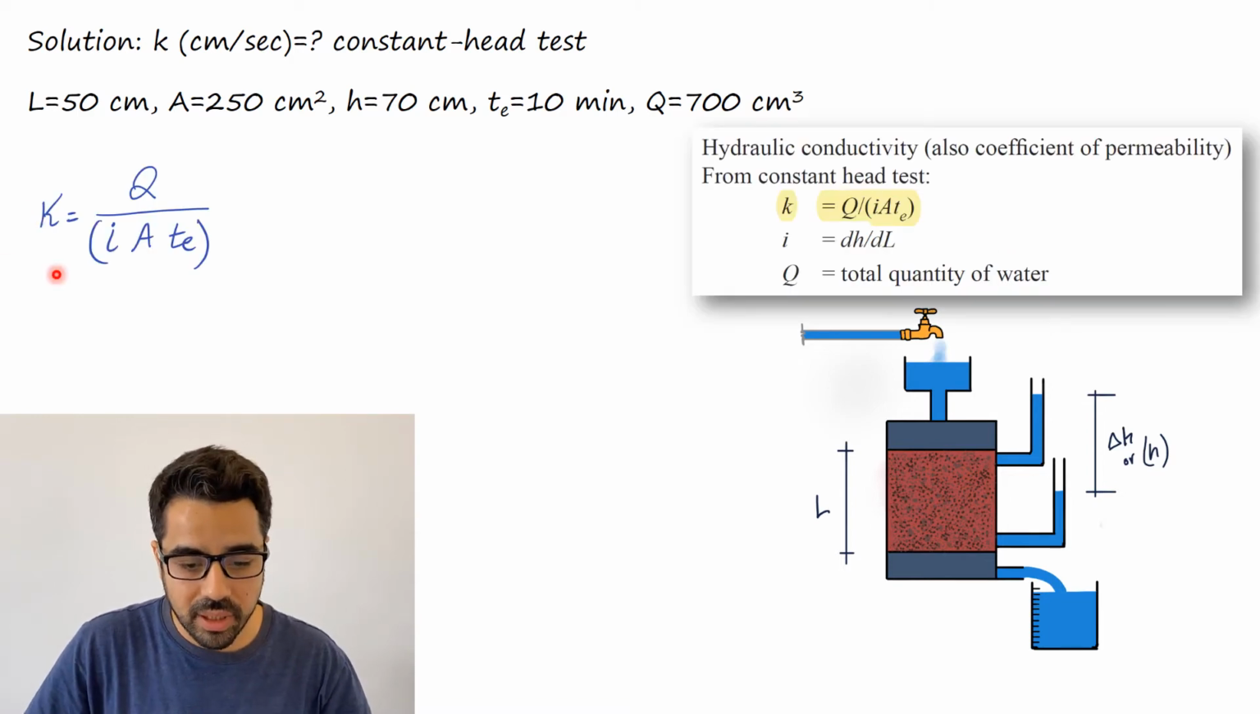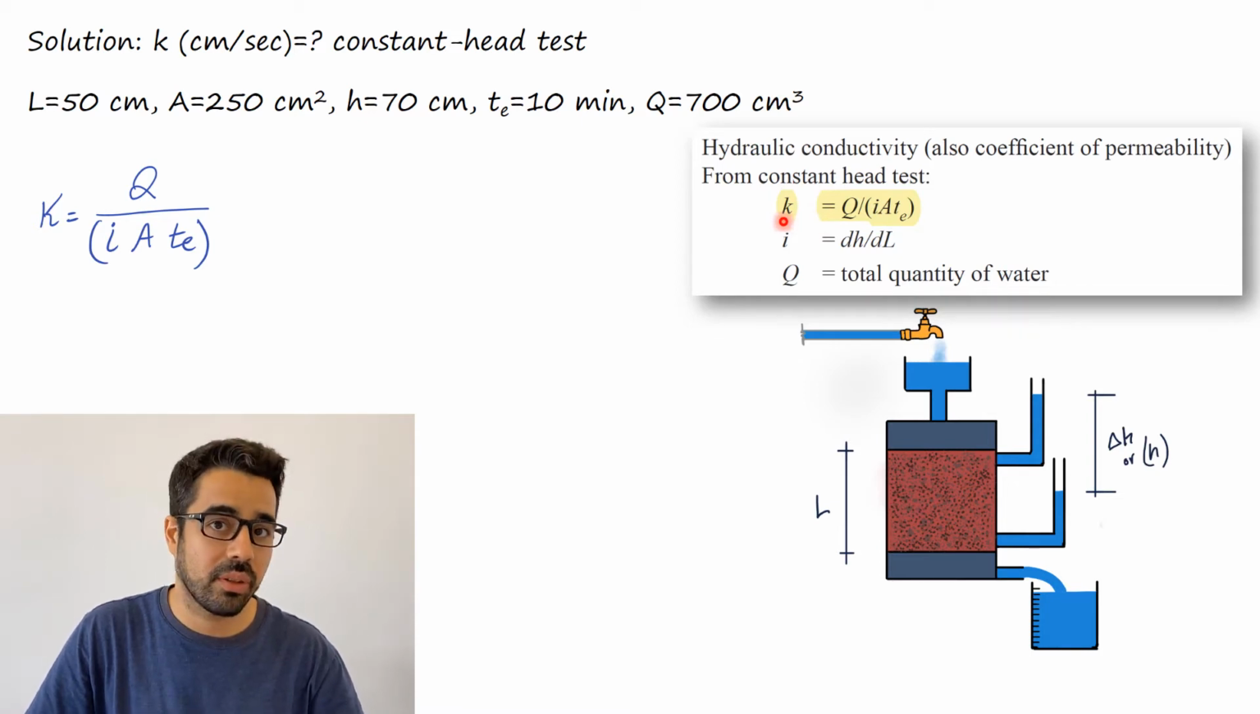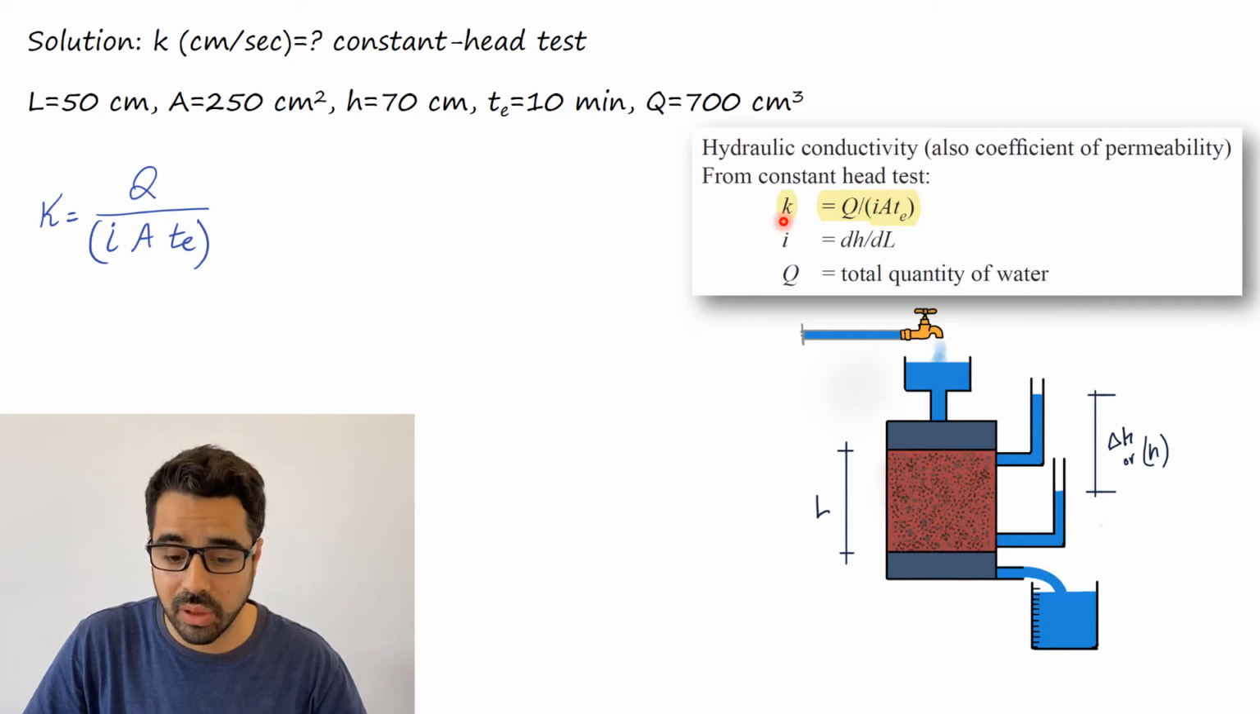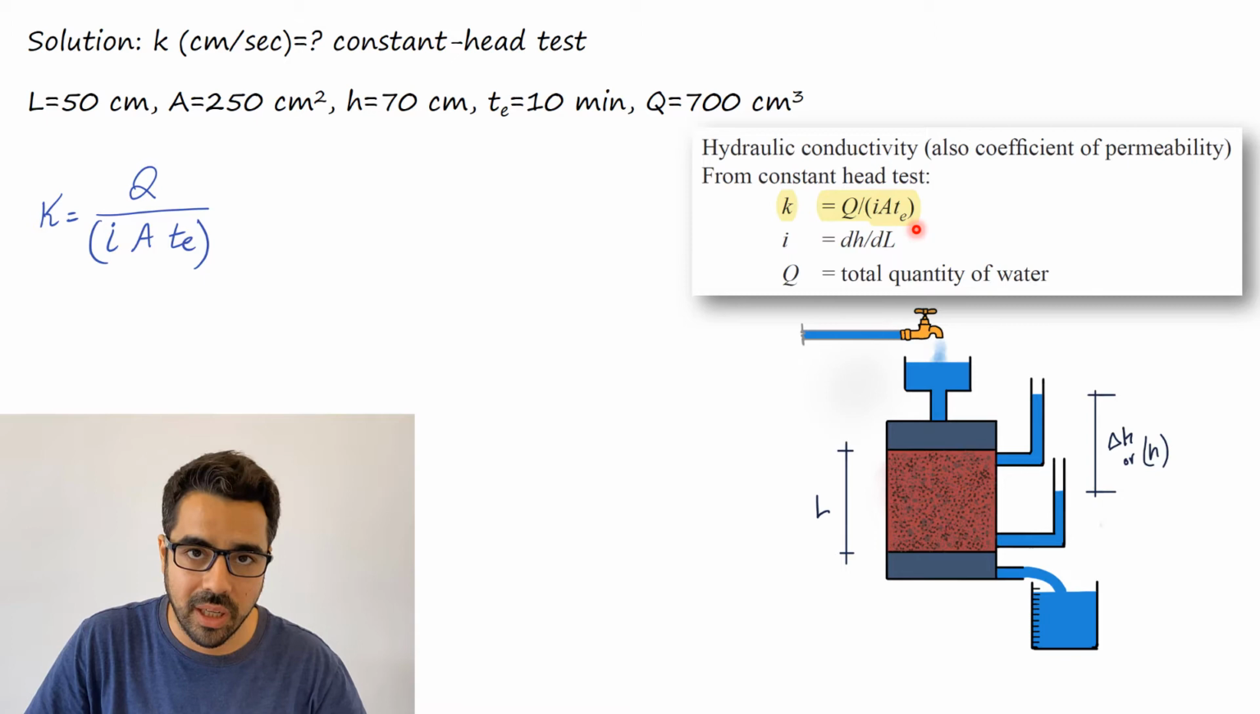We write down the equation. You go to your FE reference manual. Please pay attention, this is the constant head test. This is the equation. K is the hydraulic conductivity, or sometimes called the coefficient of permeability, and that's what we're looking for. Q is the volume of water collected in that container. I is the hydraulic gradient, and we will describe that. A is the area of the soil specimen, and T is basically the time of the test.